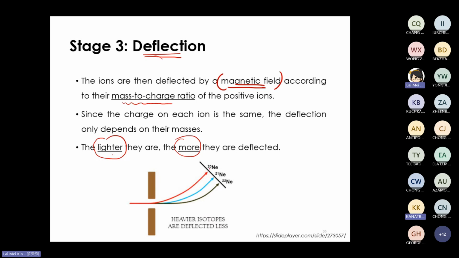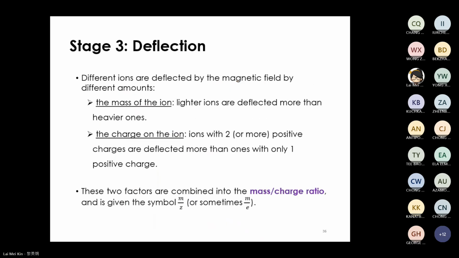For example, I have neon-20, neon-21, neon-22. So of course, the lighter one, which is neon-20, will be deflected the most. And then the deflection depends on number one, the mass. Definitely the lighter the mass, the more deflected. Number two, it depends on the charge. That is why deflection is always mass over charge.